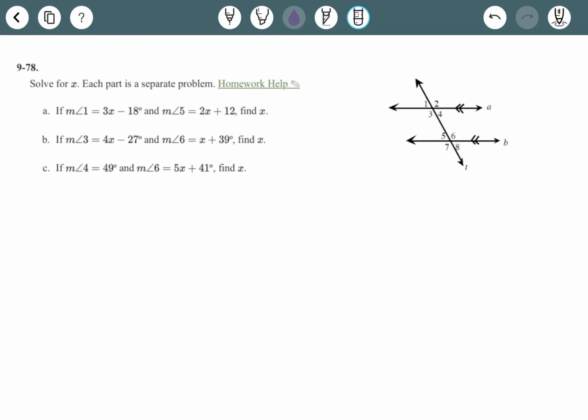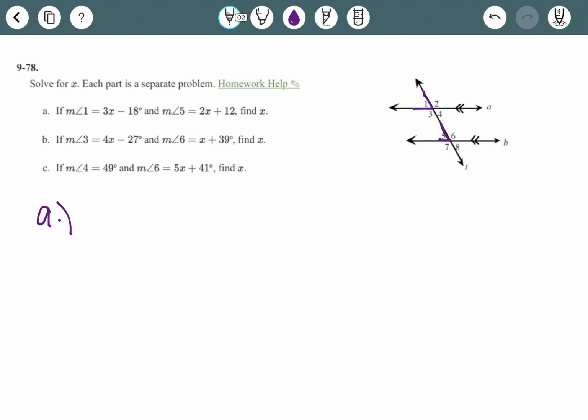Problem 978 tells us to solve for x, and each part is a separate problem. So let's go ahead and have a look at A first. A tells us if the measure of angle 1 equals 3x minus 18 degrees and the measure of angle 5 equals 2x plus 12, find x. Well, first I want to take a look at angle 1 and angle 5.